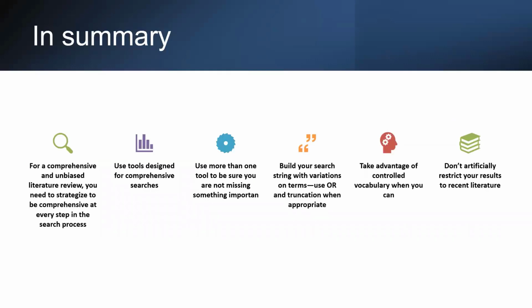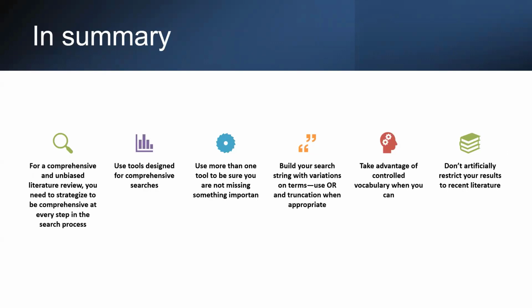So in summary, for a comprehensive and unbiased literature review, you need to strategize to be comprehensive at every step in the search process, with the exception of making sure that the question itself is focused enough so that it will be manageable. Use tools in your search that are actually designed to help you be comprehensive, and make sure that you use more than one tool to make sure you're not missing something important.